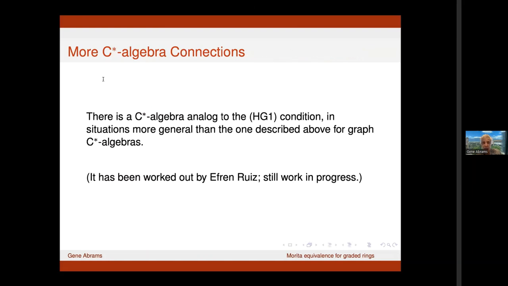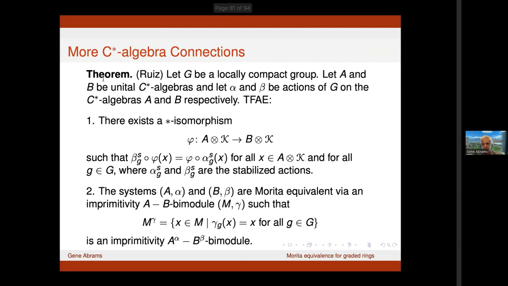And there's a C star algebra analog to HG1 in situations more general than the ones I've just described, in the context of graph C star algebras. Efren has worked out the details, or is at least in the process of working them out. I will briefly flash the slide up here. I'll make the slides available to Willie and the organizers if you want to post these online. So here is the theorem. Again, this is still unpublished and in work, but the point is that there is an appropriate HG1 analog, with some appropriate statement about compatibility with what's happening in zero components.